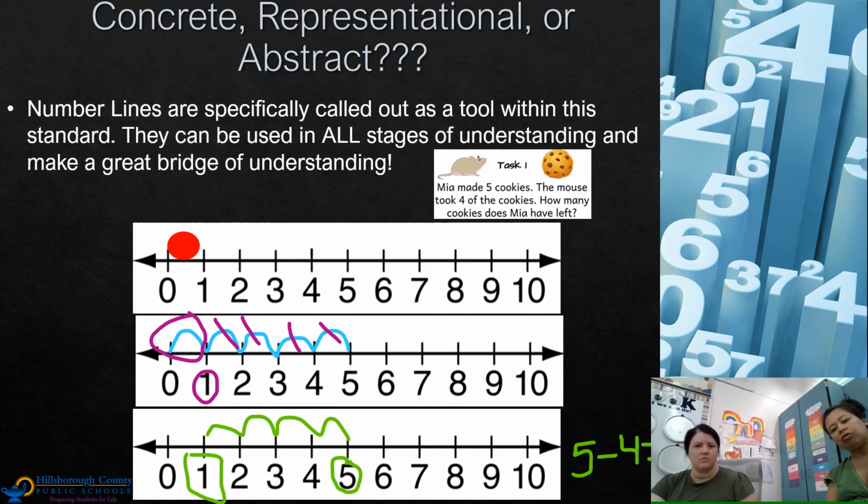And then that middle picture just shows how that can be connected to the pictorial by showing how they're crossing out. The last one is a little bit more abstract because you can't tell that they're crossing anything out. You can't actually even tell where the student started. So for that bottom number line, you'd have to ask some probing questions of that student. And hopefully that equation next to it is something that the student may have written to represent what they did on the number line.